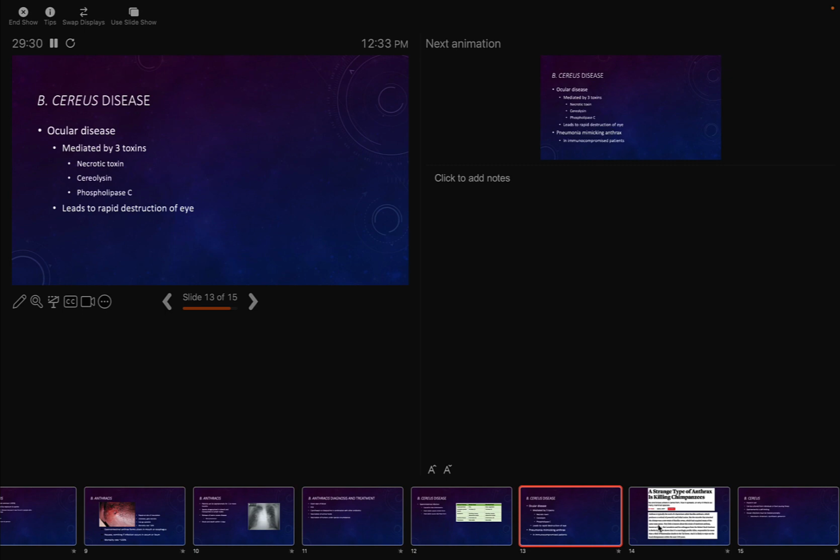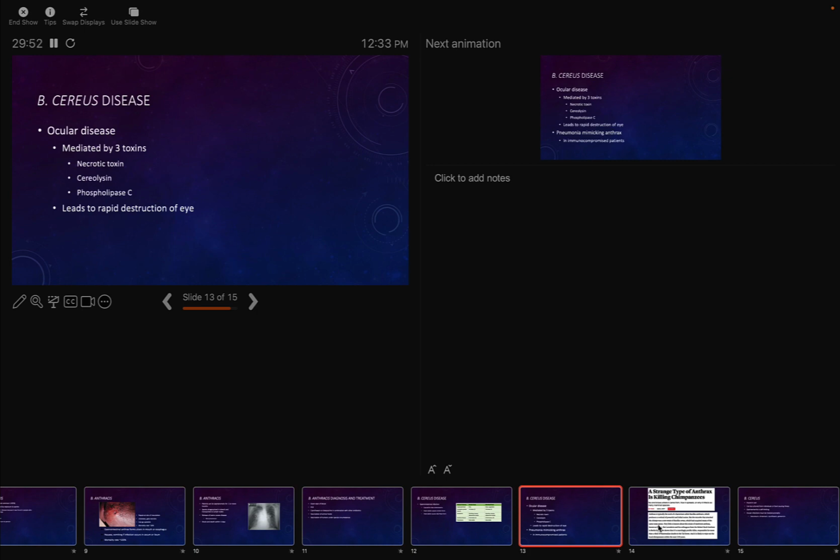The more serious form of disease caused by Bacillus cereus is if it gets in your eye. So sometimes it can be associated with ocular disease. And while the gastrointestinal infection is more common and of course much more mild than the ocular disease, we can see ocular disease, and there are a few different toxins that can mediate the disease.